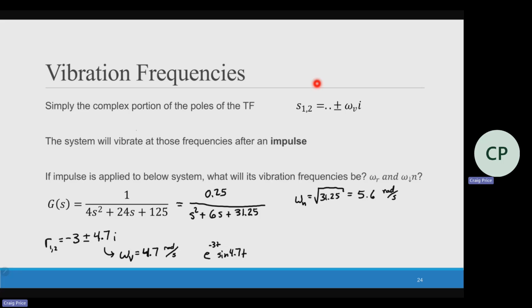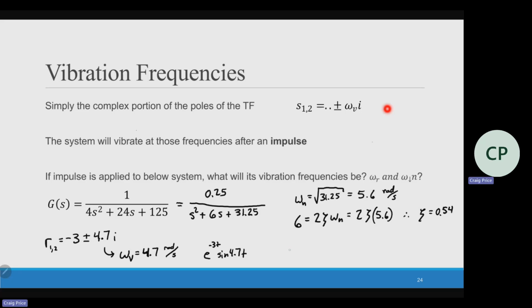If I wanted to find the resonant frequency, I need to know what the damping ratio is. So to find that, now that I know the natural frequency, I know that this 6s is equal to 2 zeta natural frequency. So that's 5.6. So we can find the damping ratio should be 0.54.